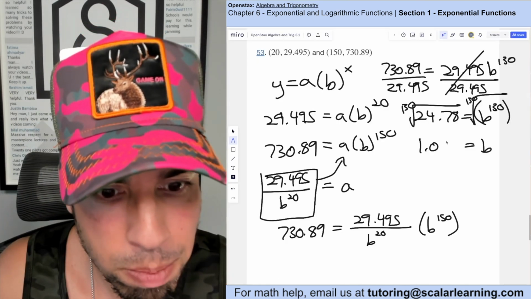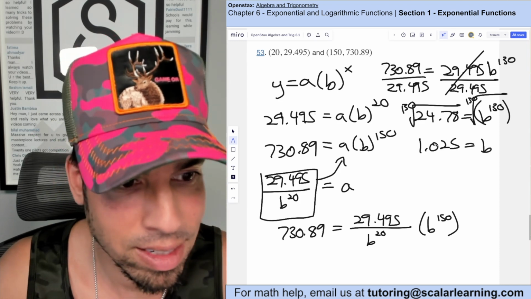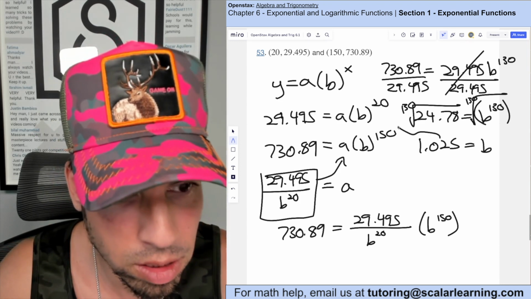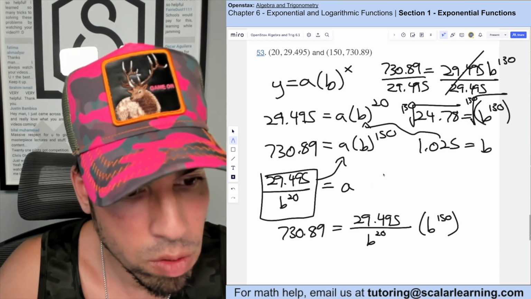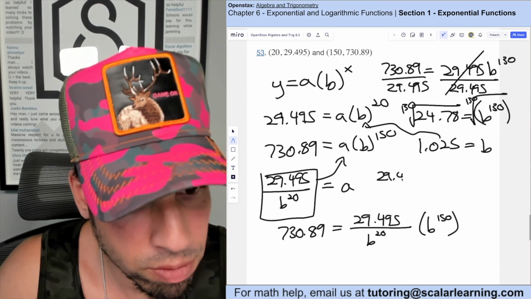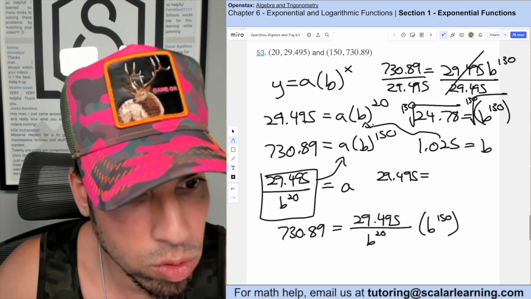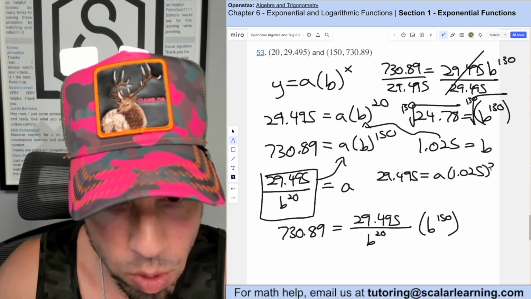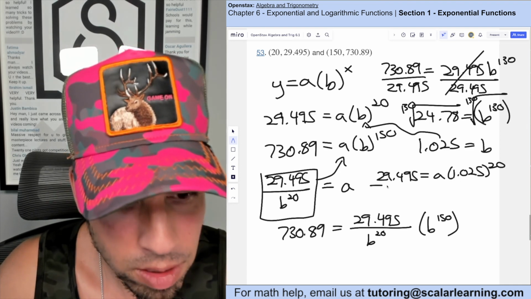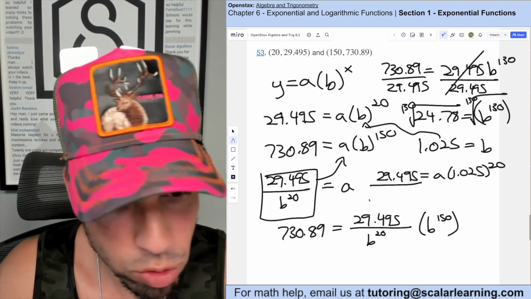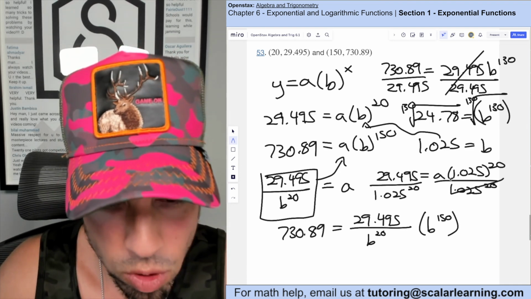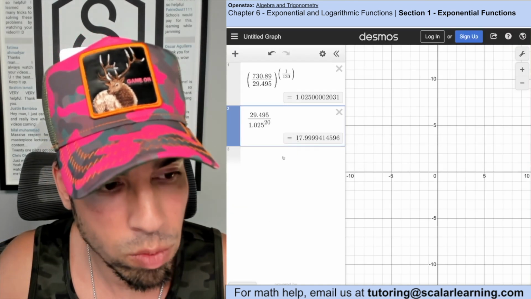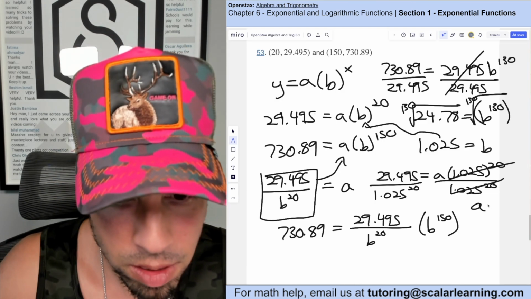So if I know that's b, now I can take this and solve for a. So I can plug it into either equation. Let's plug it into this one here. We're running a little low on room, but we have 29.495 equals a times 1.025 to the 20th. Now to solve for a, I'm going to divide both sides by 1.025 to the 20th. So this will cancel out. We'll do this in Desmos. And we get 17.99999, but we're going to round that up to 18. So that means a is 18.